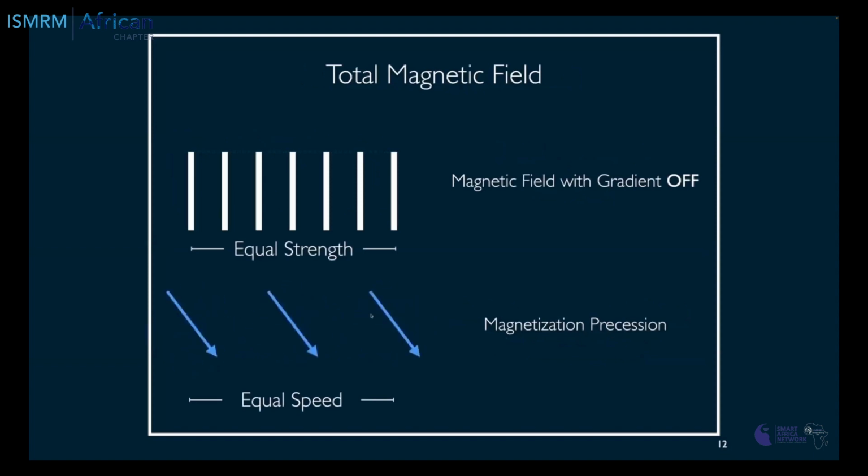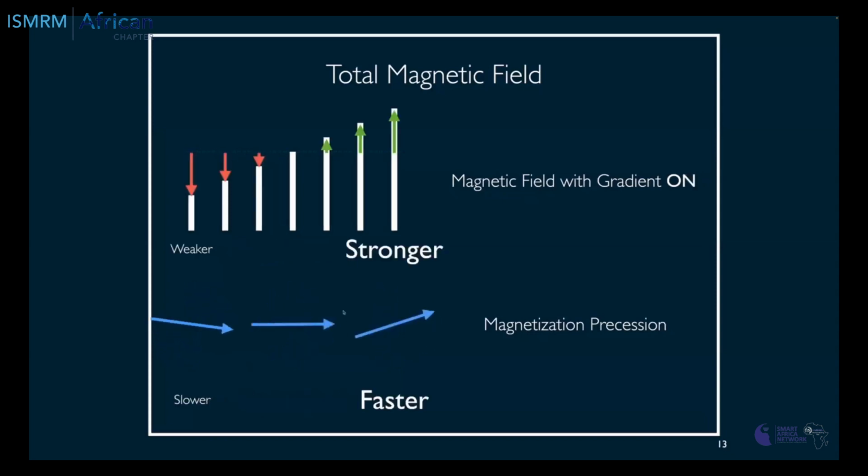So we'll see the impact of that in a second, but I just want to reiterate that when the magnetic field gradients are off, we have a completely uniform, ideally, B0 field. So there's equal field strength everywhere and therefore equal magnetization precession everywhere. And we saw that here, where all the spins in this diagram were precessing with the same speed.